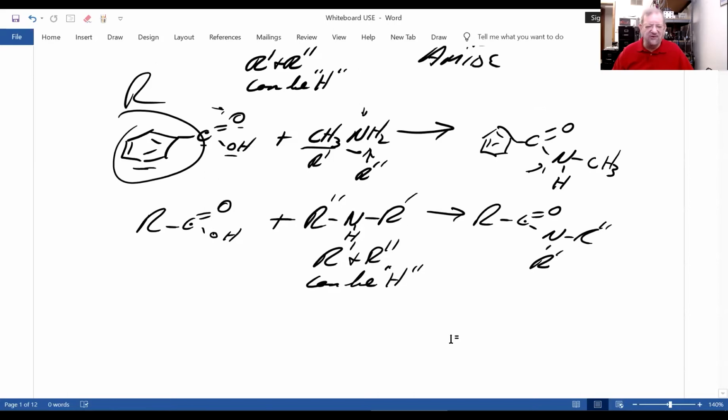Let me remind you. Remember, nitrogen, except for a quaternary ammonium salt or amine salts, has 3 bonds, not 4 like carbon, but 3. Oops, it's broken. 3. You can tell I was never a Boy Scout. But not that there's anything wrong with being a Boy Scout.